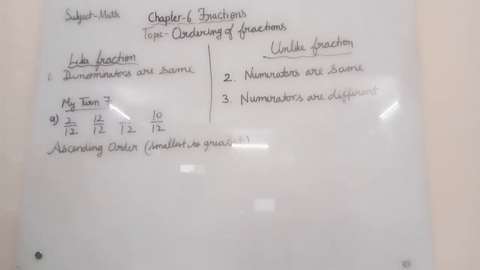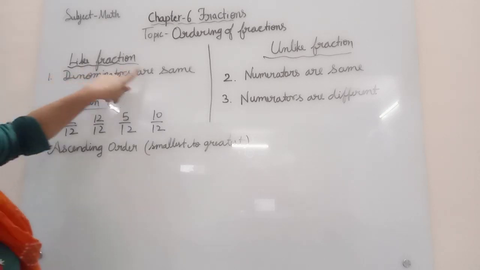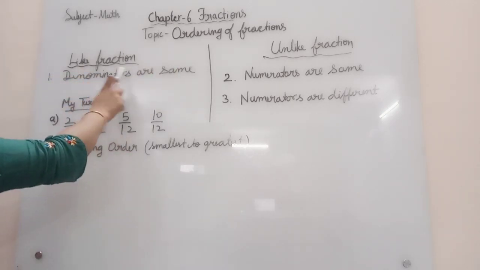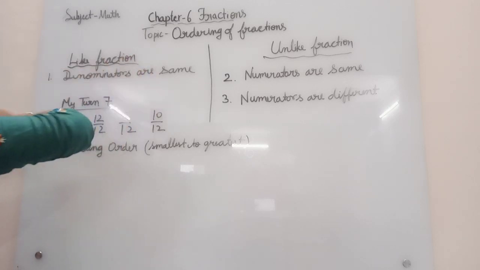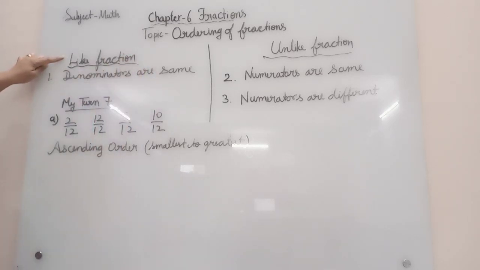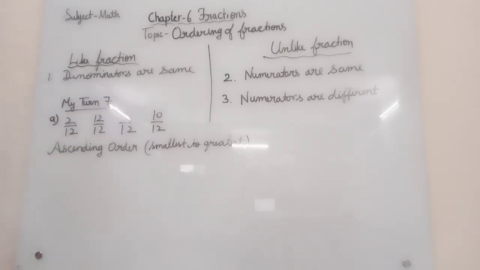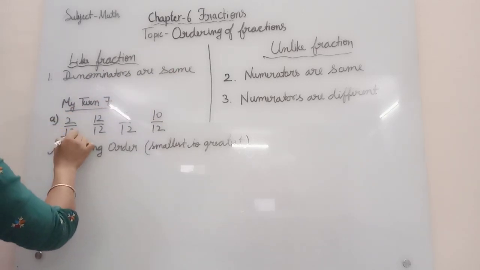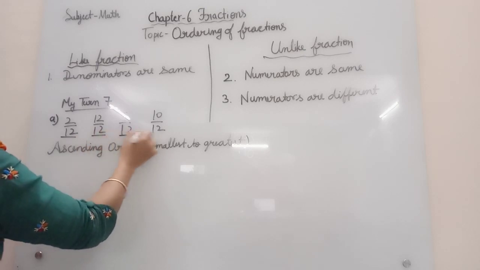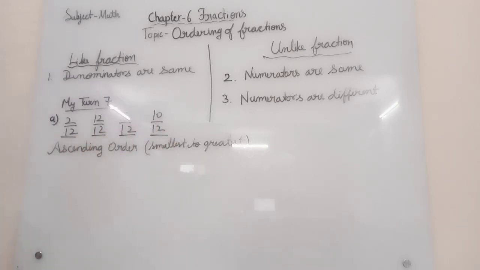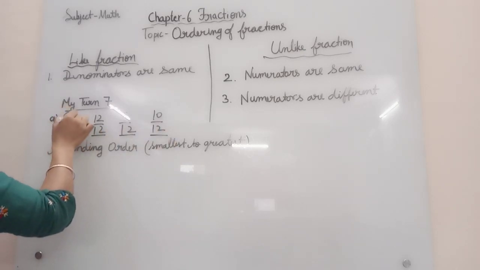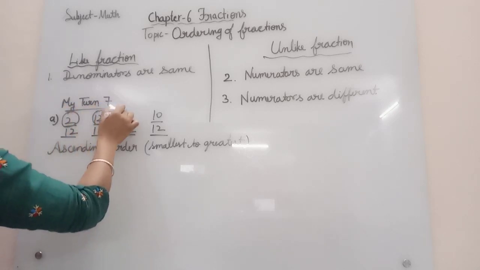The first condition is if the denominators are same. So this is a like fraction. The denominators are the same, 12, 12, 12, 12. If the denominators are same, then we will compare the numerators only.